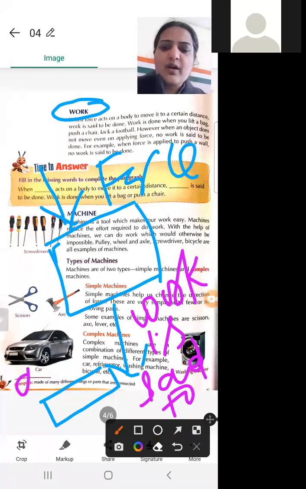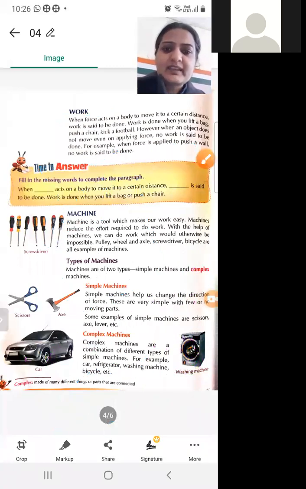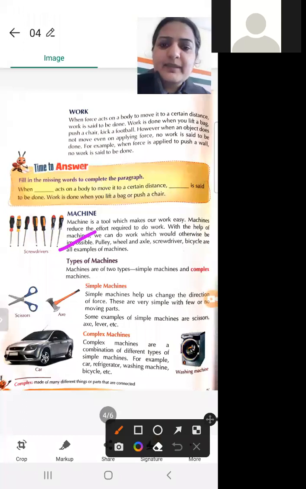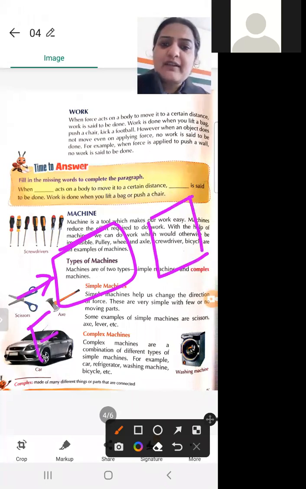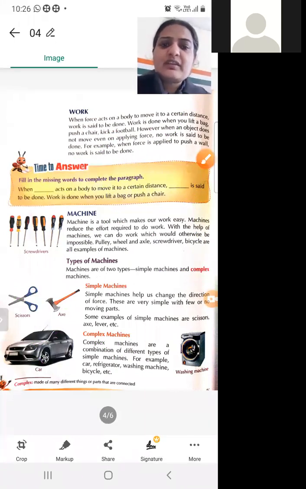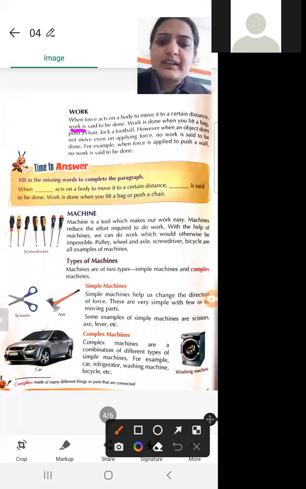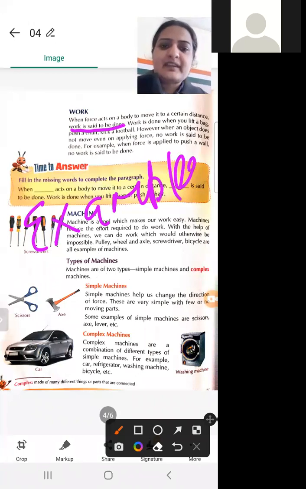So how is work said to be done? If any force is applied on any object and it moves, then work is done. If it does not move, then work is not done. So what is required for work to be done? Movement. And what are the examples of work done?